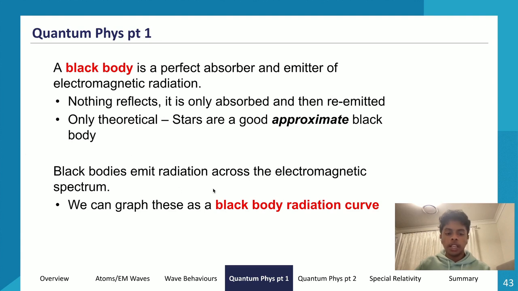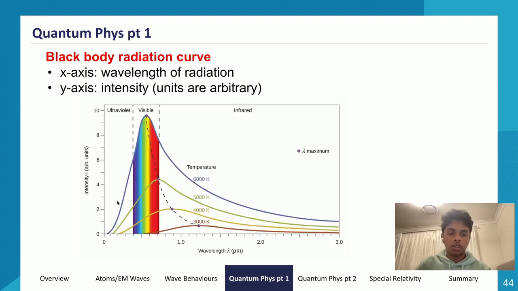Black bodies emit radiation across the electromagnetic spectrum, and we can graph this as what we know now as the black body radiation curve. And I'll show you what that looks like. It looks something like this image over here. This is what a black body radiation curve looks like. The x-axis shows the wavelength of radiation, and the y-axis shows intensity. The units for intensity are arbitrary, so they could give you a massive confusing unit for intensity. It doesn't really matter. The x-axis we should know to be wavelength, and using this, we can calculate the temperature of an object. So there's an equation that denotes the relationship between temperature and wavelength.